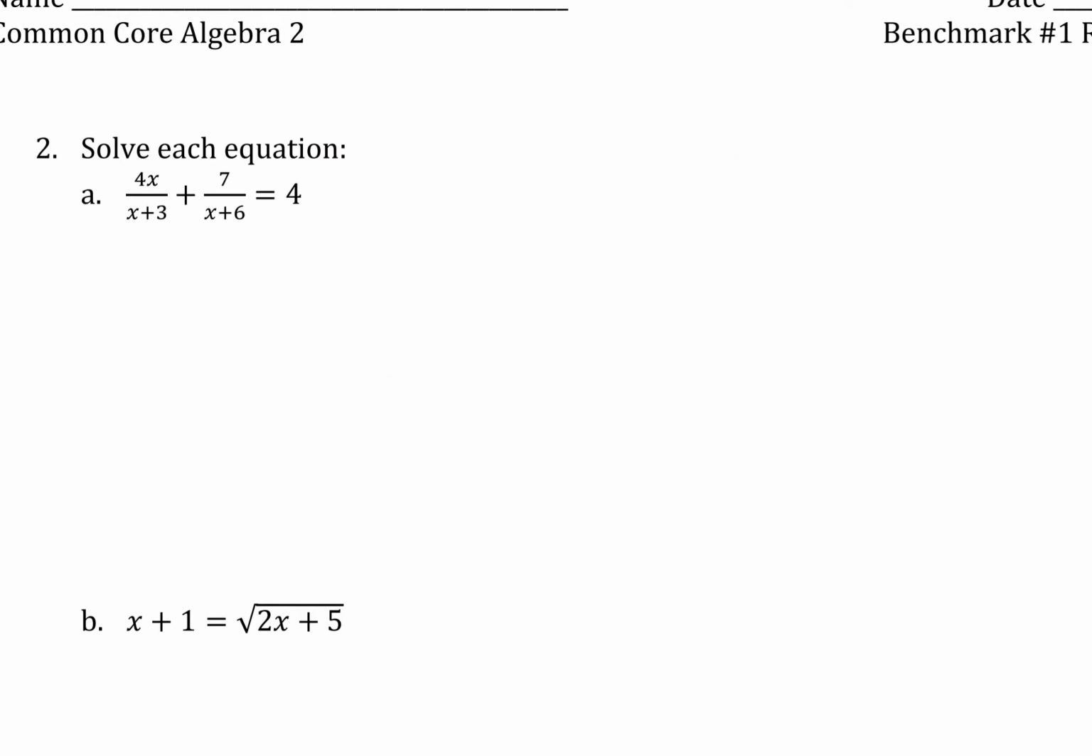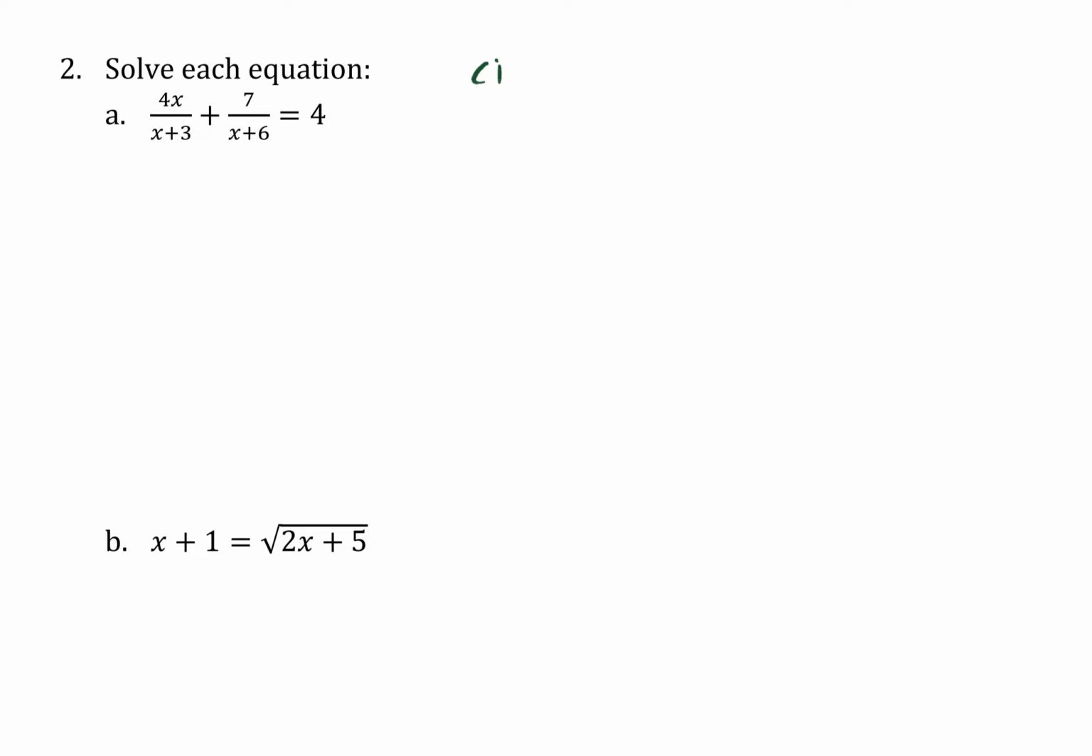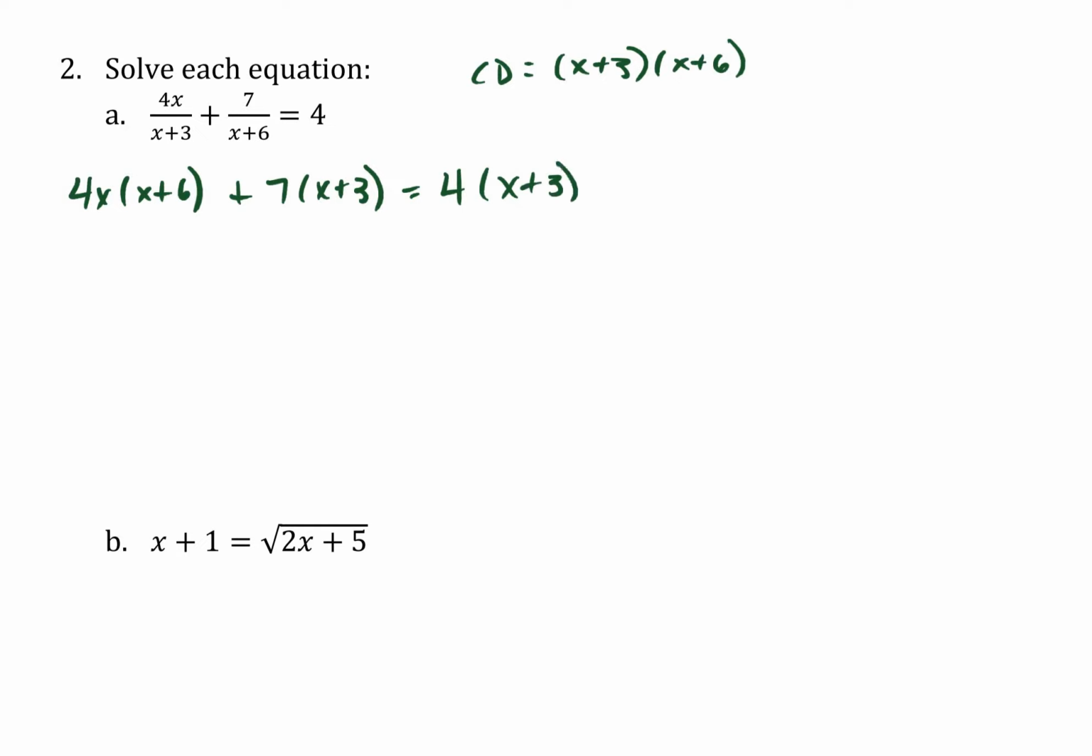All right, let's move on. So for number 2, I know that the common denominator is x plus 3 times x plus 6. So that first fraction, I'm going to multiply it by x plus 6. The second fraction, I'm going to multiply by x plus 3. And the last fraction, I'm going to multiply by both x plus 3 and x plus 6.